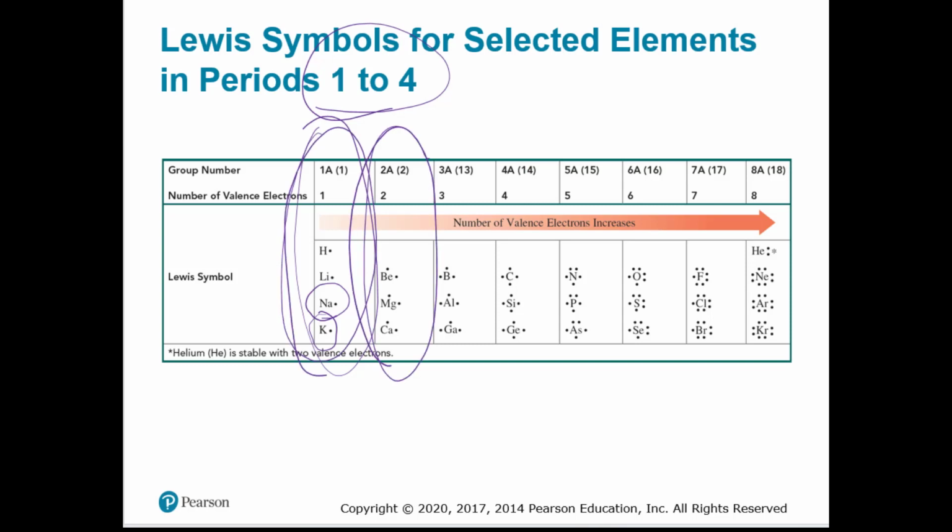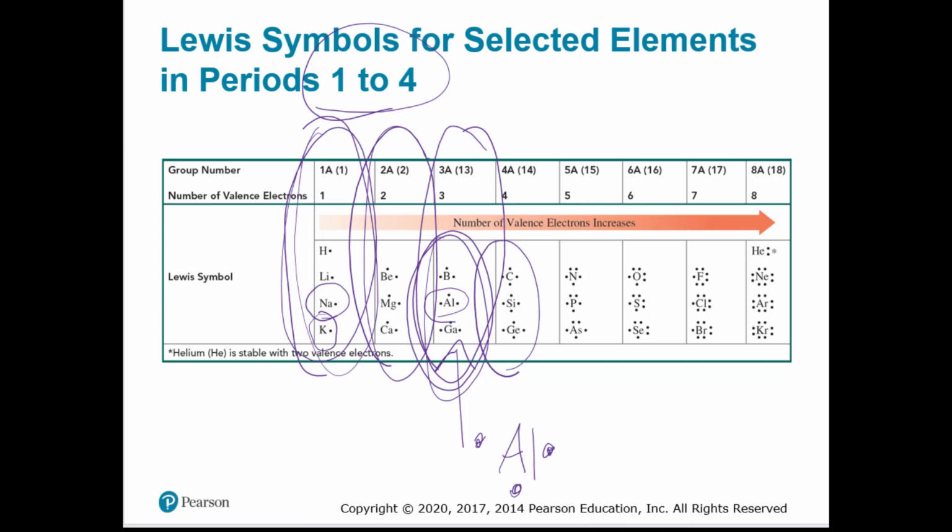Everybody in group 2 has 2. Everybody in group 3 has 3 outermost electrons. And if we were to look at aluminum, for example, they have it with a side, a top, and a side, but it could be like this as well. The dots do not have to be just like these. We just can't double them up. Carbon, silicon, germanium, these have 4. There really isn't another way to draw 4 because you have to have 1 on each side.